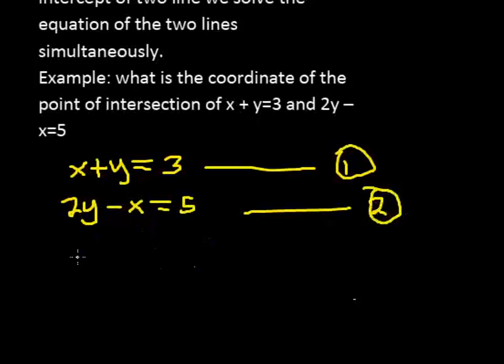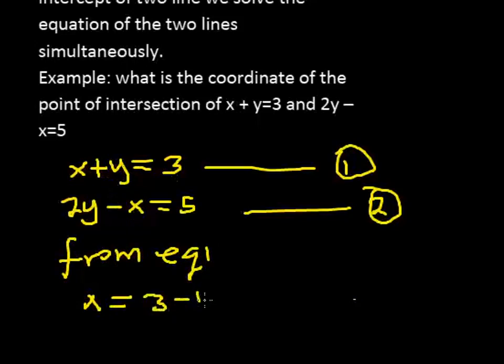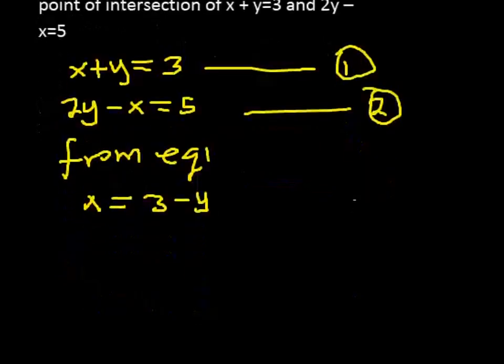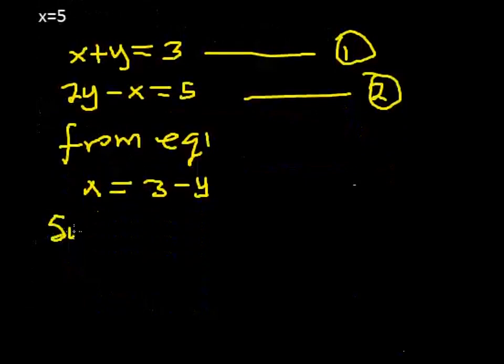Okay, so to get x and y, I can simply solve this simultaneously, right? So I can use the substitution method. From equation 1, I have x. If I make x the subject of the formula, x is going to be equal to 3 minus y. So I'm now going to substitute the value of x that I've gotten from equation 1.